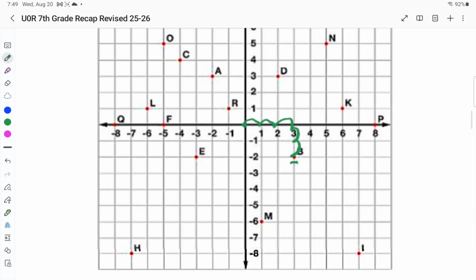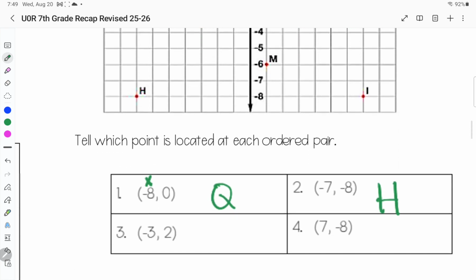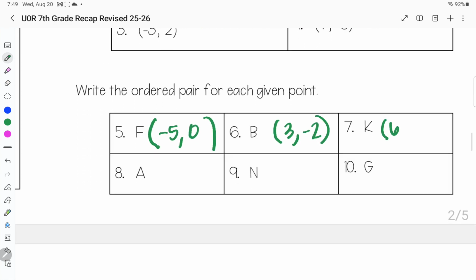So again, we start at 0, 0, and I'm moving to K. So I moved right, and then I went up. You always go left and right first, and then up when plotting a point. So I went over to the right 6, so positive 6, and then I went up 1. All right, try those other ones on your own.